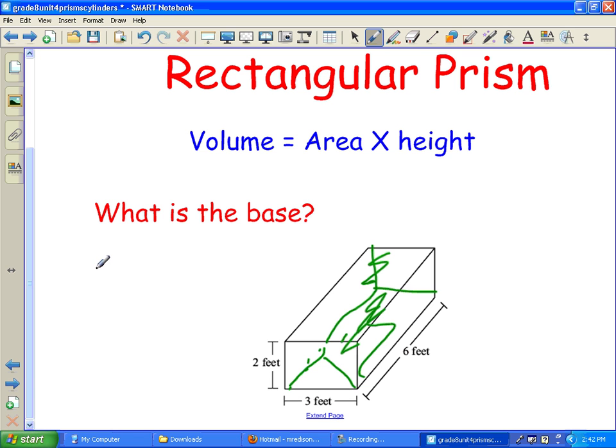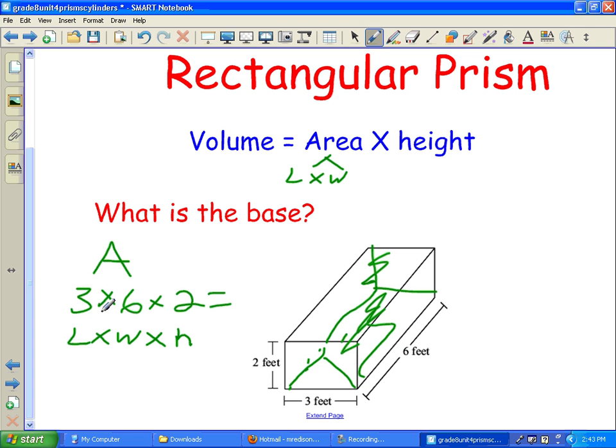The area of the bottom is going to be 3 times 6, which is length times width. Remember, the area for a rectangle is length times width. For a circle, we'll use the area of a circle formula. And then we're going to multiply that by the height, which is 2 feet. Now let's multiply all this together. 3 times 6 is 18, times 2, and it's going to be 36 feet. And here's the important part. Since we're talking about volume, we're talking about cubed, or with a little 3 next to it.